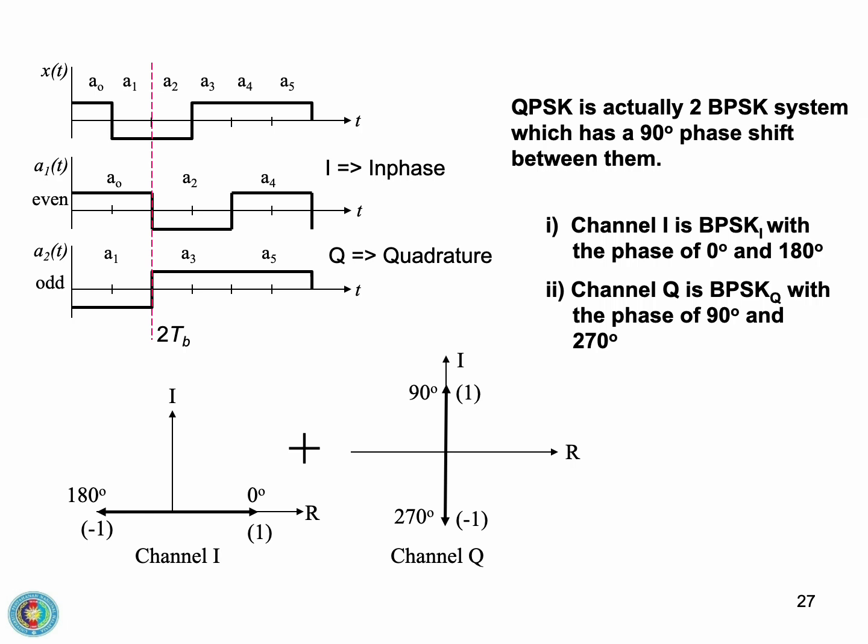The incoming serial data stream x(t) is first demultiplexed into 2 parallel streams. The even-numbered bits form the in-phase, I, channel, A1(t), and the odd-numbered bits form the quadrature, Q channel, A2(t). Channel I is effectively a BPSK system with phases of 0° and 180°. Channel Q is another BPSK system, but its carrier is shifted by 90°, so its phases are 90° and 270°. When these 2 orthogonal BPSK signals are combined, they form the QPSK signal.